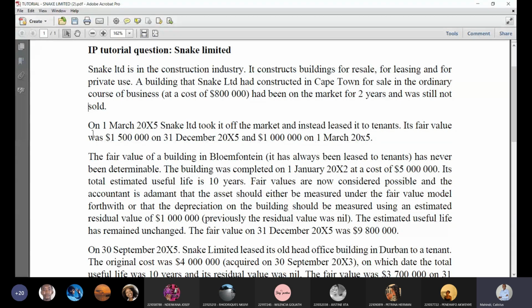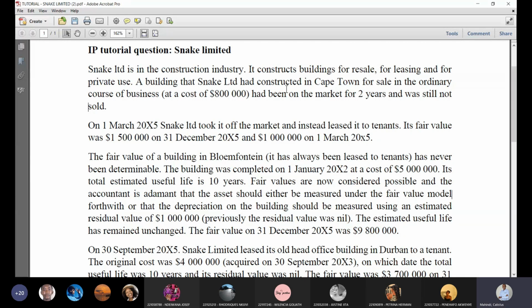So this building was inventory. Now let us go to the second paragraph. On 1 March 20X5, Snake Limited took it off the market and instead leased it to tenants. Its fair value was 1.5 million on 31 December 20x5 and 1 million on 1 March. So now you must think: we had a building that was classified as inventory, but now it is going to be leased out to tenants. So there's a change of use in this property. We are changing the use from inventories to investment property.